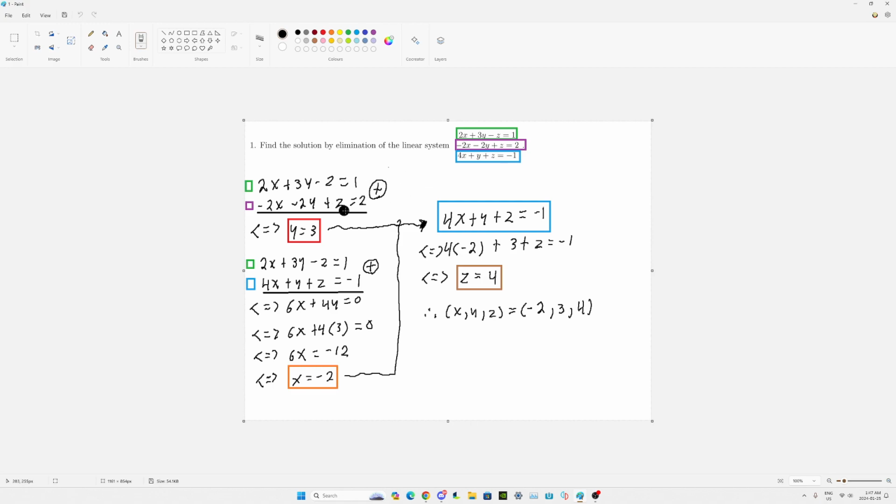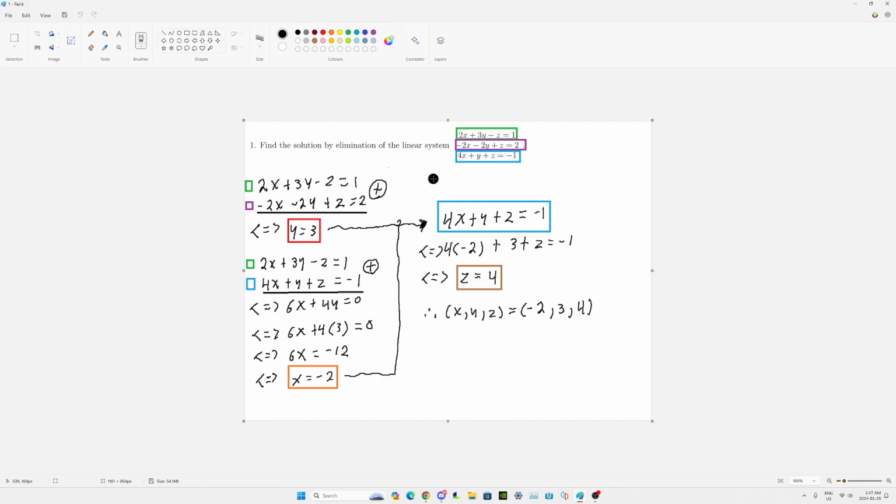In this case, we do see a very nice addition. Right, we have 2x and negative 2x, that's going to cancel if we add. Then we have negative z and positive z. Well, that's also going to cancel. So that's really nice. That's just going to give us y. So we get y equals 3.